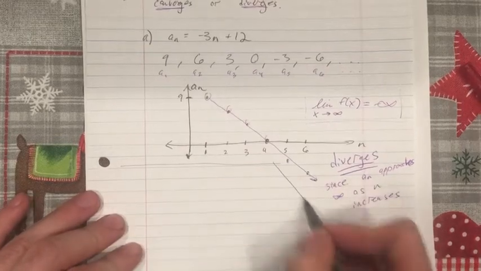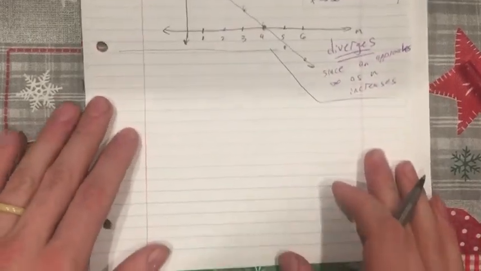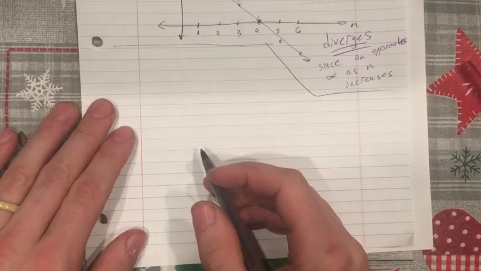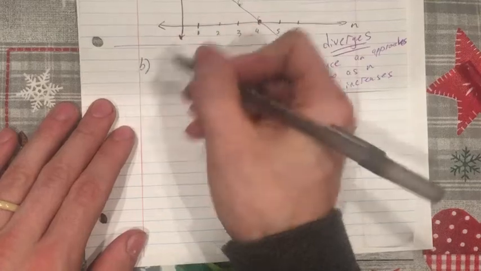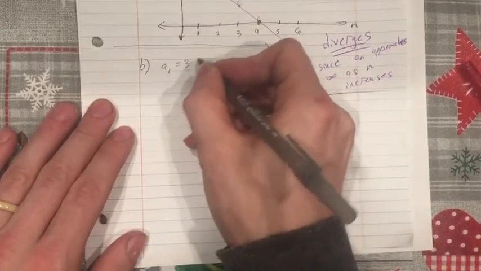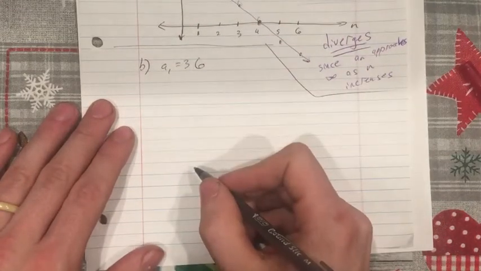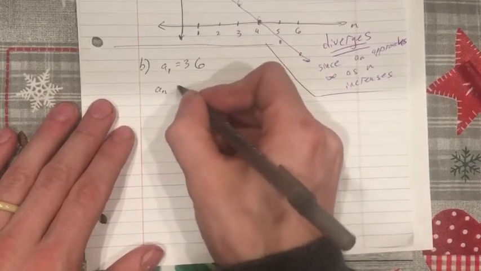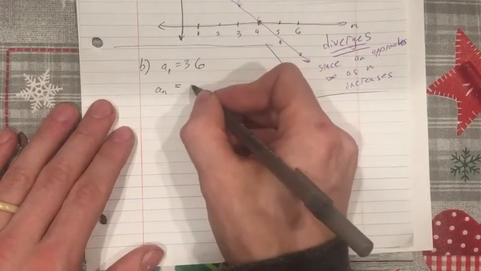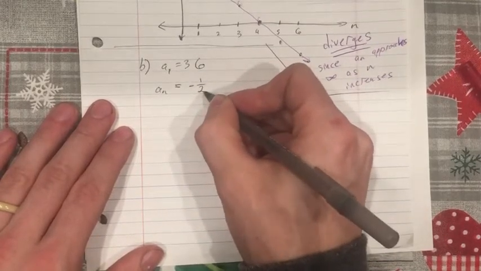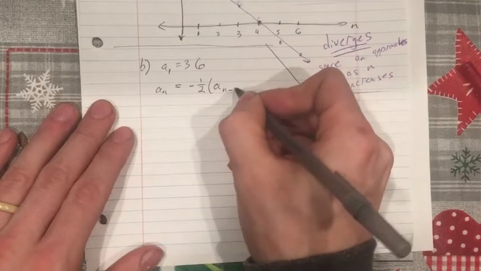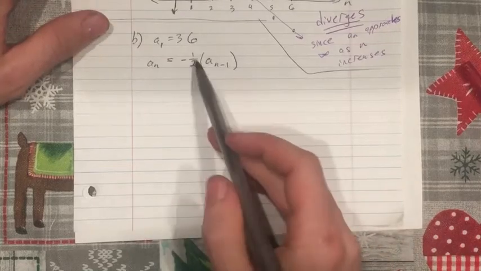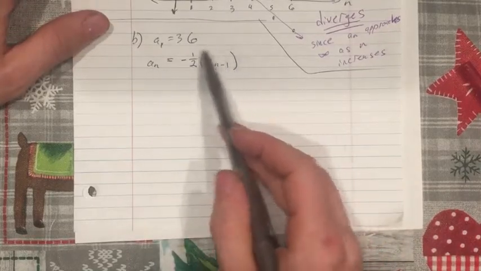I just showed you one that diverges, so if you guess that the next one is going to converge, you'd be correct. Spoiler alert. This next one is going to be a recursive sequence. What does that mean again? That means you get the first term, and then you're told what to do with that term to get the next term. So a sub 1 is 36, and a sub n equals negative 1/2 times a sub n minus 1. We're given our first term, and we are given our formula for how to get the next term.